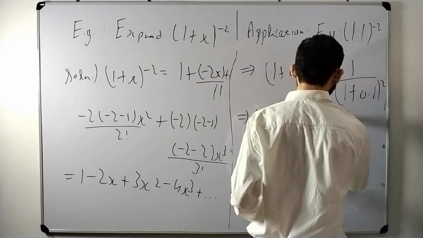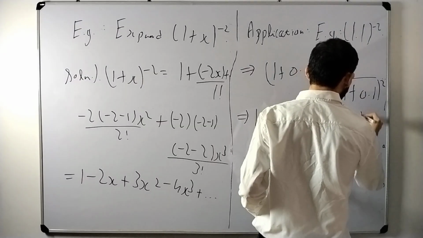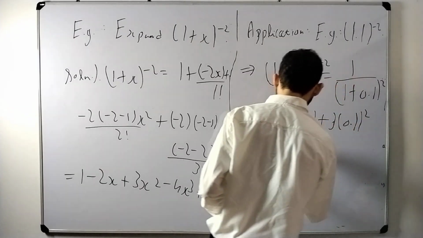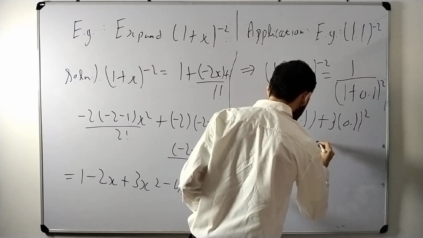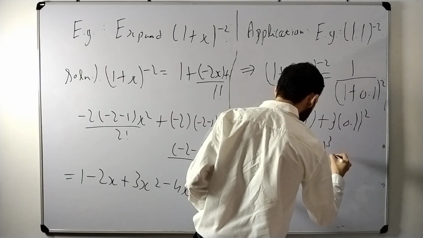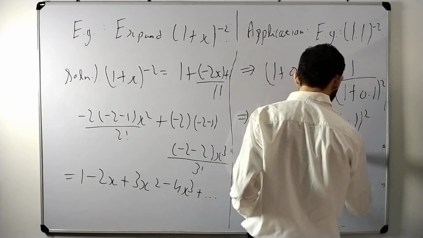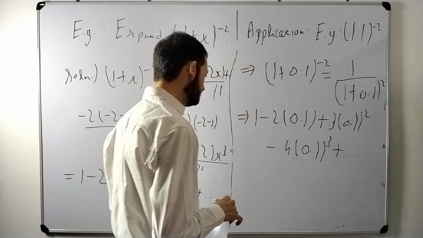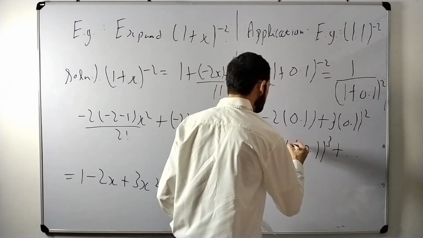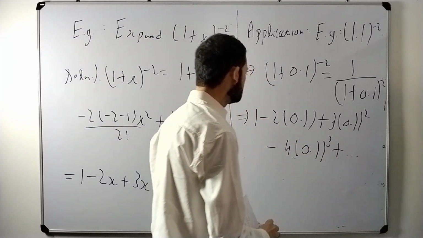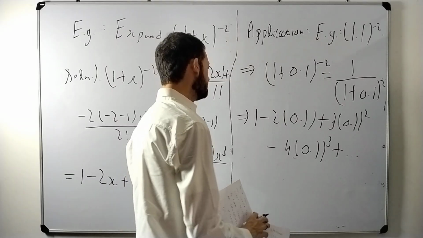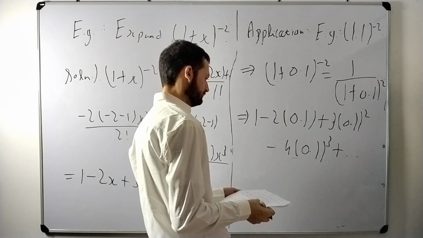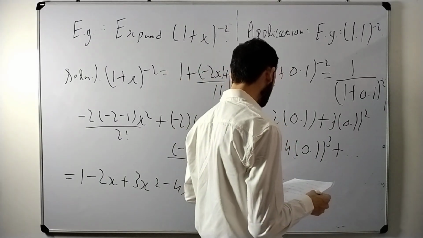yes it is right, plus 3 times 0.01 square, and again minus 4 times 0.1, and goes to infinity. So this is the answer to it. Certainly you put in these values and you get 1.1 raised to power minus 2 as the value. You can check on your calculator.